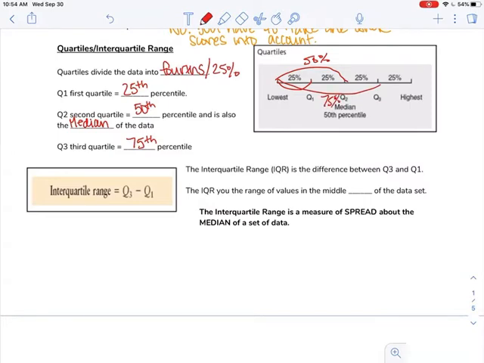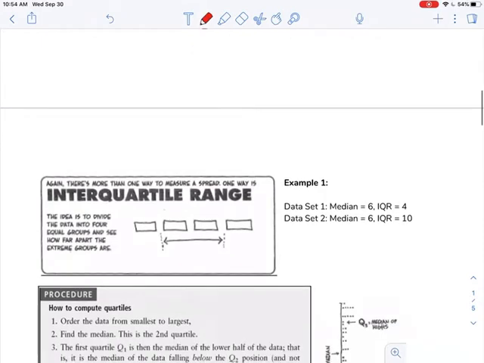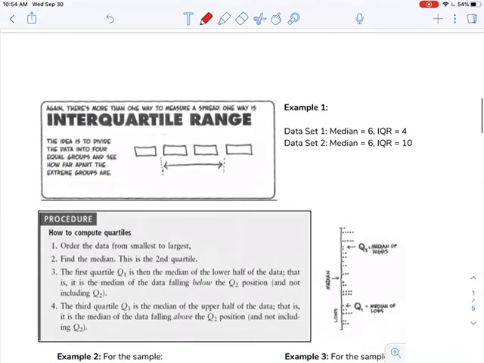The interquartile range, or the IQR, is the difference between quartile 3 and quartile 1. With the IQR, you can find the range of your values in the middle 50% of your data set. We're just looking at the middle range. Okay, and it's also known as a measure of spread about the median in your data. So let's look at 2 examples for that. So for this first data set, our median's 6 and our IQR's 4. Our second data set, we have a median of 6, but our IQR's 10.